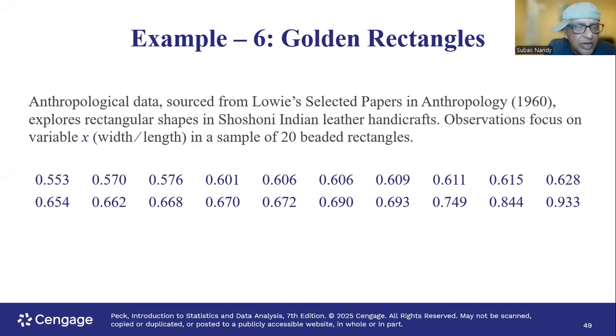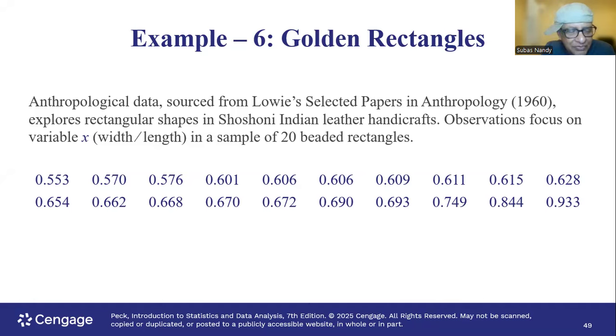0.553, 0.57, 0.576, 0.601, 0.606, 0.606, 0.609, 0.611, 0.615, and 0.628. 1, 2, 3, 4, 5, 6, 7, 8, 9, 10. So I have 10 data points in the first row. Now my cursor is sitting in the 11th row, L1(11), from where I will enter the second row of data.